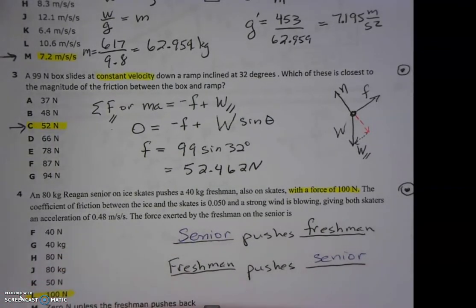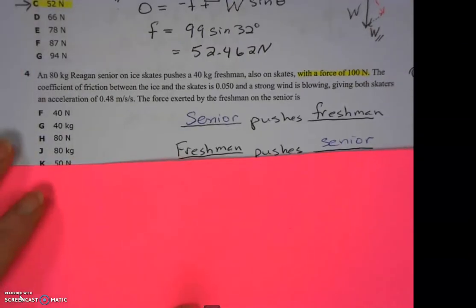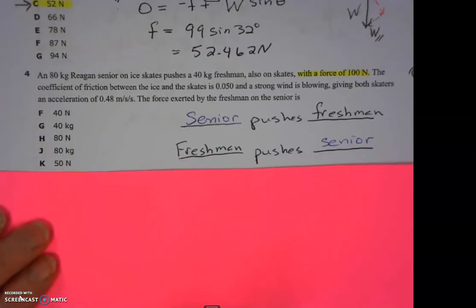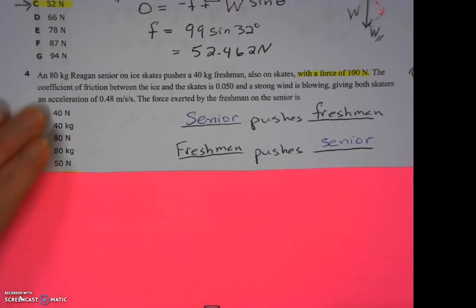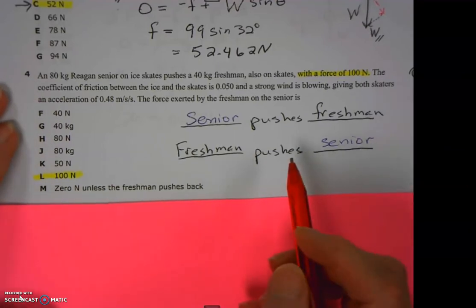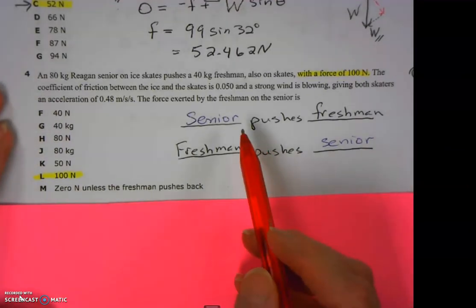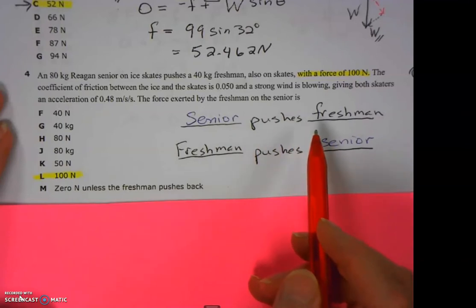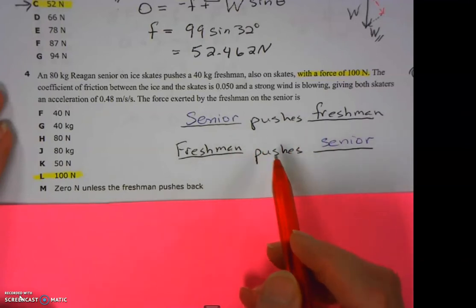Here's another Newton's third law question. This says a senior pushes a freshman, and like the questions I've seen on the AP exam, it has a lot of extraneous information there just designed to throw you off your game. And what you have to do is focus on the fact that this is third law and boil everything down to a 3-word sentence. If senior pushes freshman, the reaction force is freshman pushes senior.